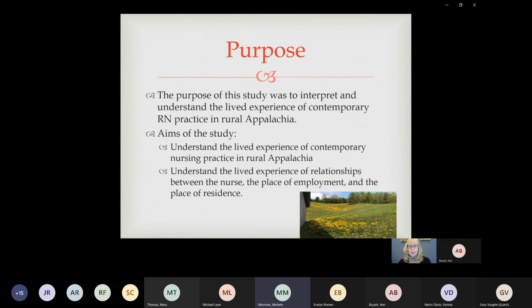The purpose of this study was to interpret and understand the lived experience of contemporary RN practice in rural Appalachia. By the very nature of nursing as a giving profession, the voice of nursing most often reflects those cared for rather than the nurses themselves. So the aims of the study were to understand the lived experience of contemporary nursing practice in rural Appalachia and to understand the lived experience of the relationships.